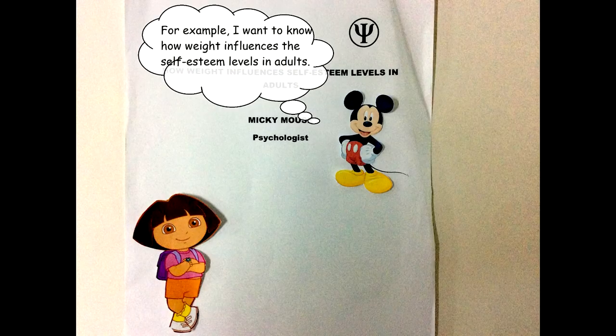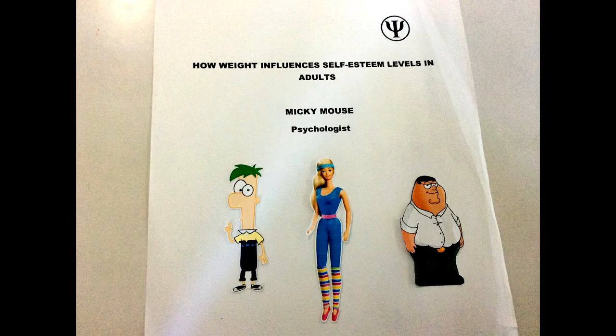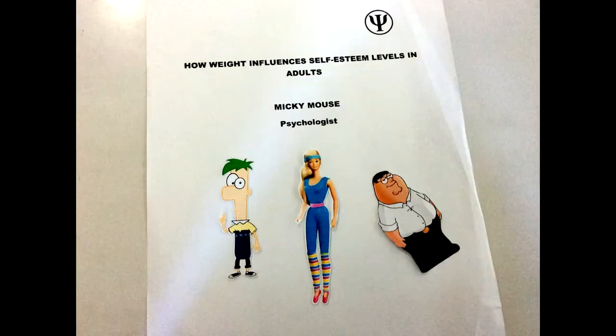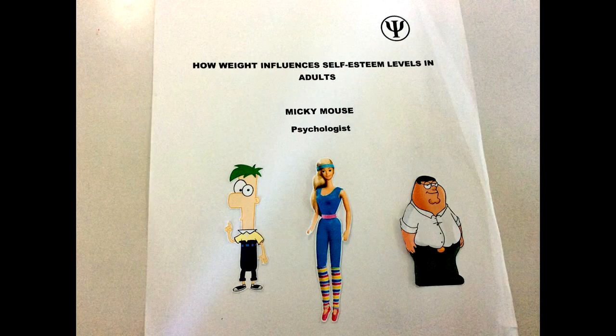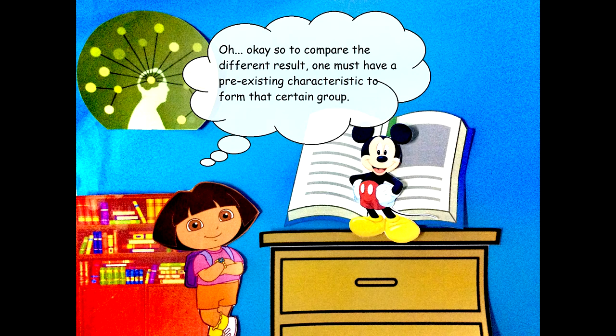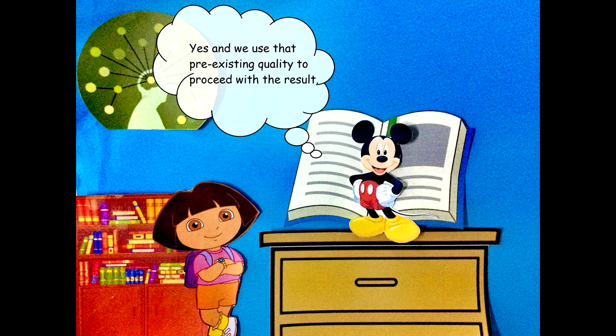Follow me. For example, I want to know how weight influences the self-esteem levels in adults. So the participants would be separated into different groups: underweight, normal weight, and overweight, and their self-esteem levels will be measured. And this is an ex post facto design because a pre-existing characteristic was used to form the groups. Oh, okay. So to compare the different results, one must have a pre-existing characteristic to form that certain group. Yes, and we use that pre-existing quality to proceed with the result.